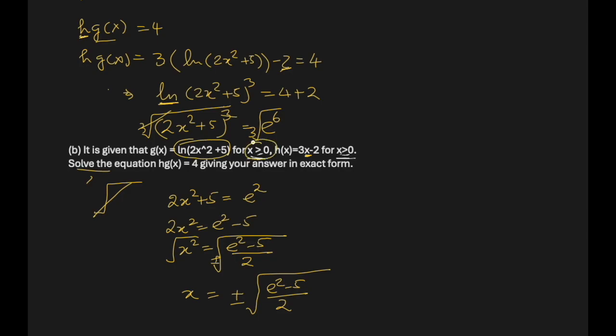However, here they have given x is greater than 0. That means it has to be positive. So since it has to be positive, we will ignore the negative, as x is greater than 0. Don't even write positive, that's also fine. So let me erase that one also. That's the final answer we have.